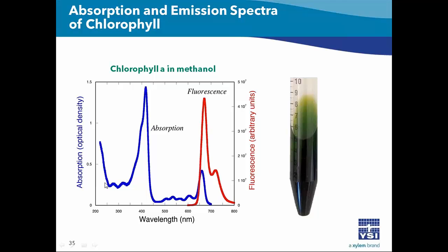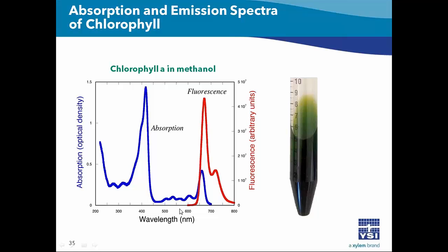And what you can see is that chlorophyll in the solvent methanol, for example, absorbs a lot of light, especially between 400 and 450 nanometers. And notice that this peak has a bandwidth. It's not perfect at one wavelength. It's across a width of wavelengths. It also absorbs a little light out here around 650 to 660.